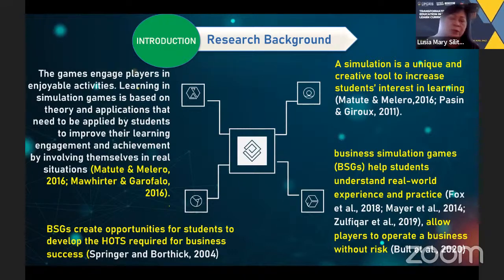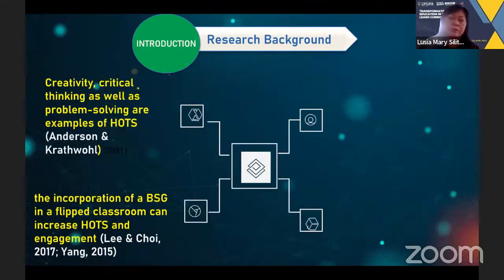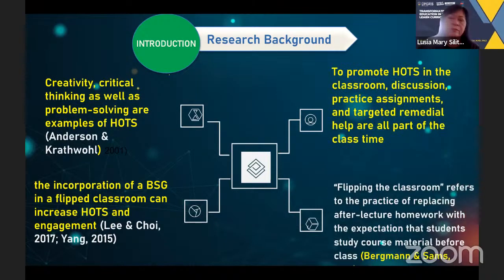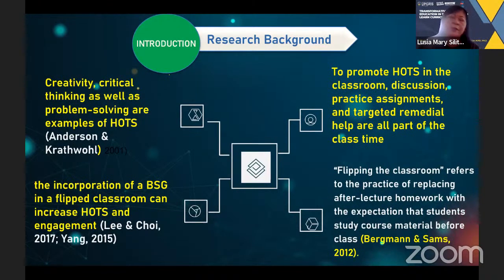Later in this presentation, we are going to discuss how to cultivate and produce high order thinking in the classroom. Creativity, critical thinking, as well as problem solving are examples of high order thinking. I think all teachers in the world know Bloom's taxonomy. Bloom's taxonomy always talks about creativity, critical thinking, and problem solving, or in other words, analyze, evaluate, and create.